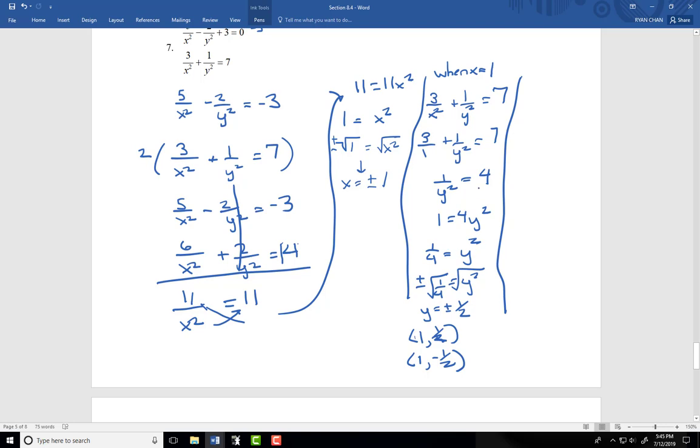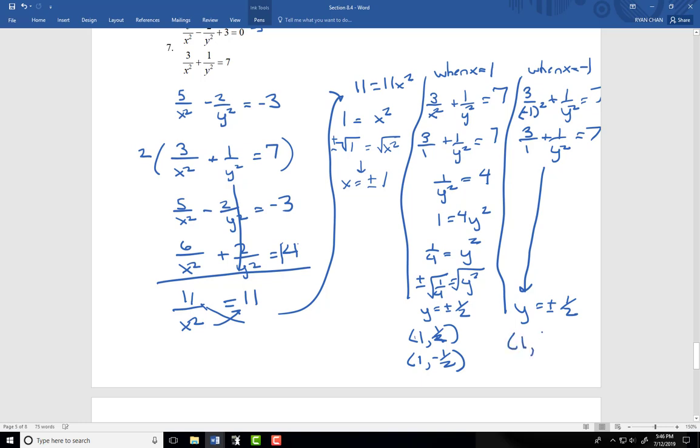Okay. Let's see what happens when x is equal to negative 1. Here's a thing too: you can save work for the following. Notice you end up having the same result. So this goes to the following. I also get y is equal to plus or minus 1/2. So I have negative 1, 1/2, and negative 1, negative 1/2. Okay. So that's pretty much it.